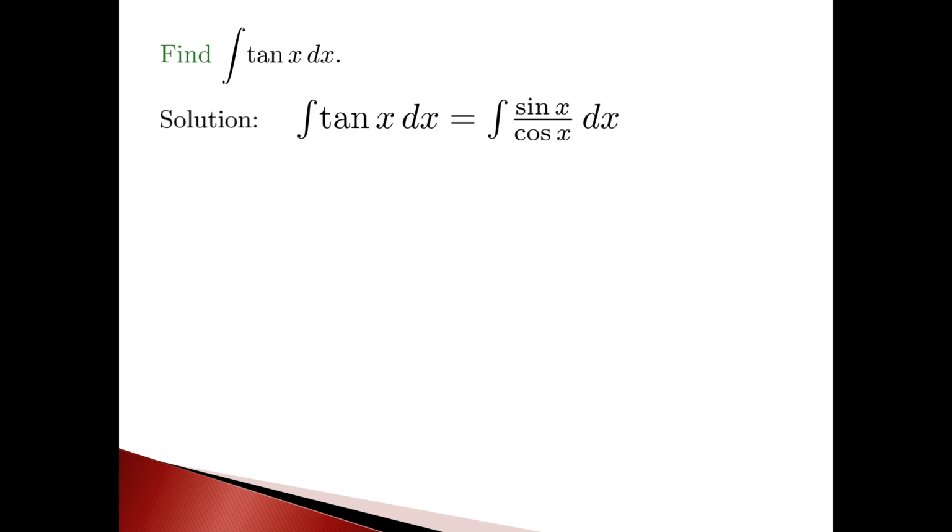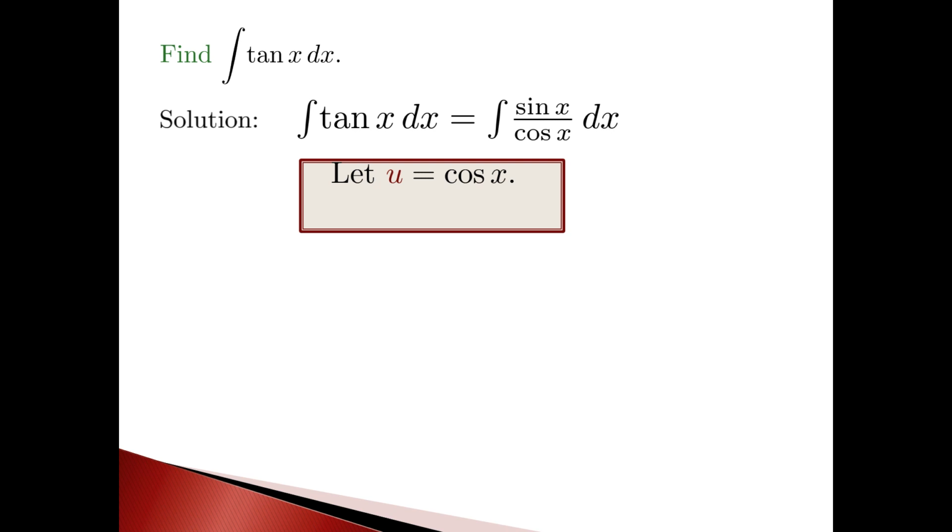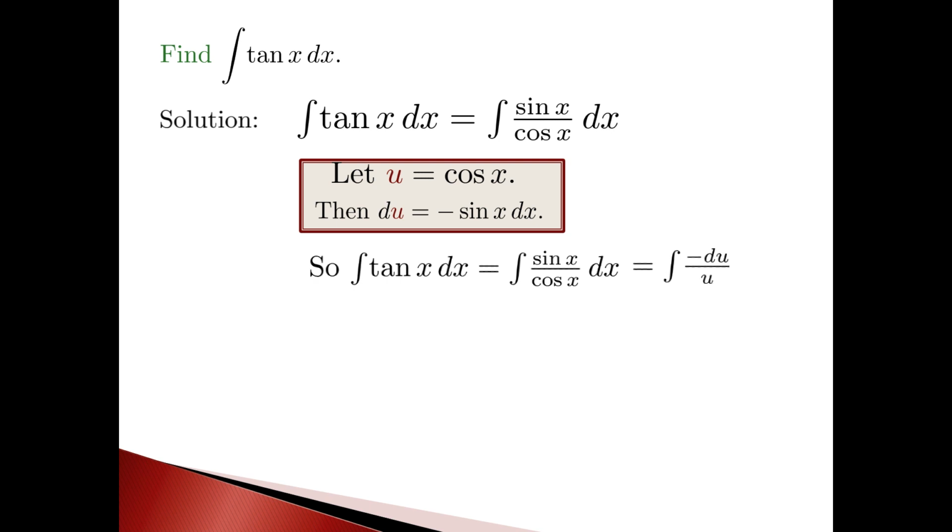So the trick is to take tangent and make it a fraction. So let's rewrite tangent of x as sine of x over cosine of x. And now this looks like something suitable to be substituted, right? If we let u be the cosine, the stuff in the denominator, its derivative is negative sine, right? So that's perfect. I can replace tangent with sine over cosine, then I can replace the cosine with a u and that sine of x dx with negative du.